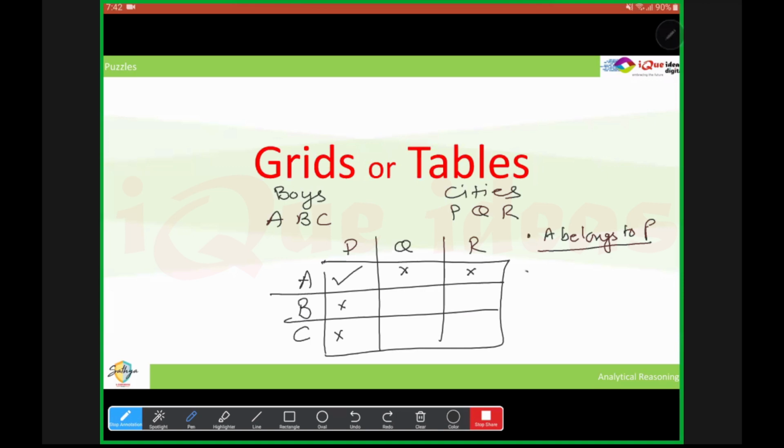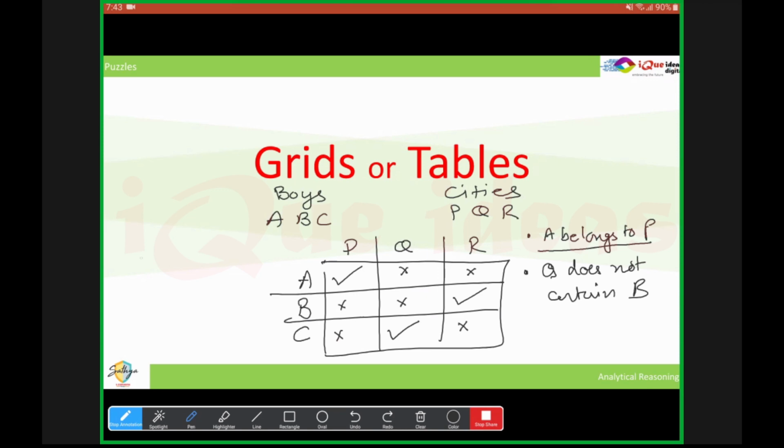Now supposing my second clue says that Q does not contain B, right? So if Q does not contain B, I put a cross in the connection between Q and B. Now, I don't need more information. For B cannot live in P and Q, that means B has to live in R. And the moment I know that Q does not contain A and B, Q has to contain C. So now I have established the connection between all three boys and all three cities. A lives in P, B lives in R, and C lives in Q.